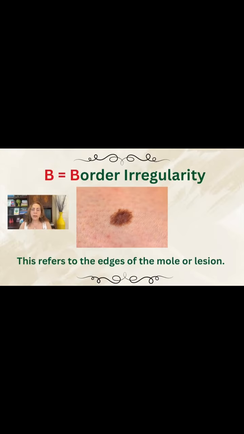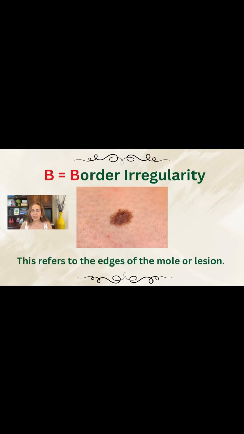Next, we have B for border irregularity. This refers to the edges of the mole or lesion. In a normal benign mole, the borders should be smooth, even, and well-defined. But in melanoma, the border is often irregular, notched, blurred, or scalloped, somewhat wavy.